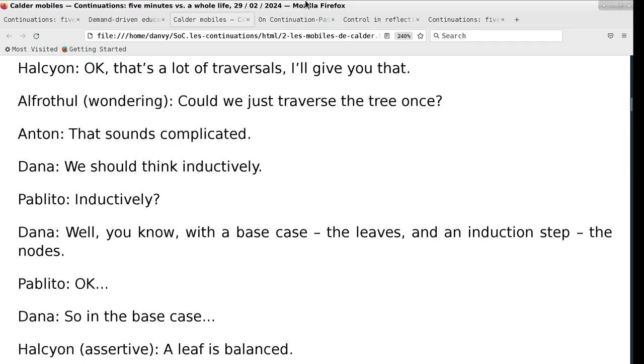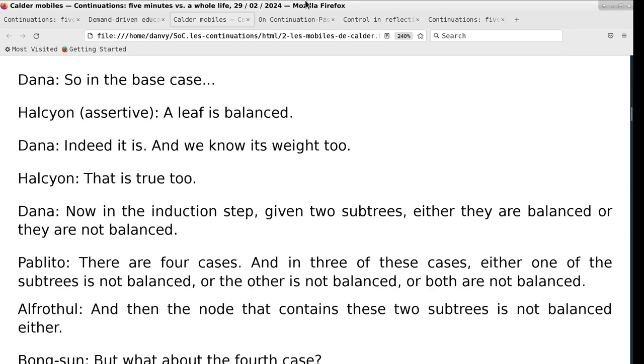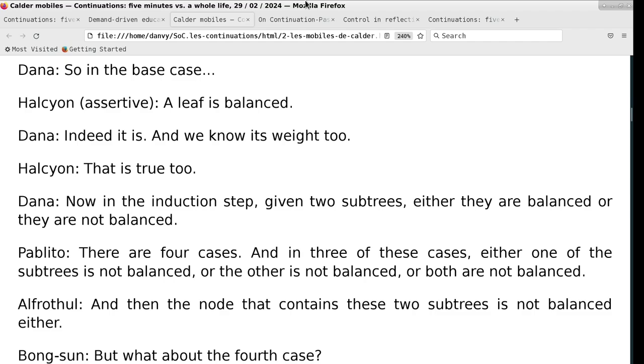We should think inductively. Inductively? Well, you know, with the base case, the leaves, and the induction step, the nodes. Okay. So in the base case, a leaf is balanced. Indeed it is, and we know its weight too. That is true too.